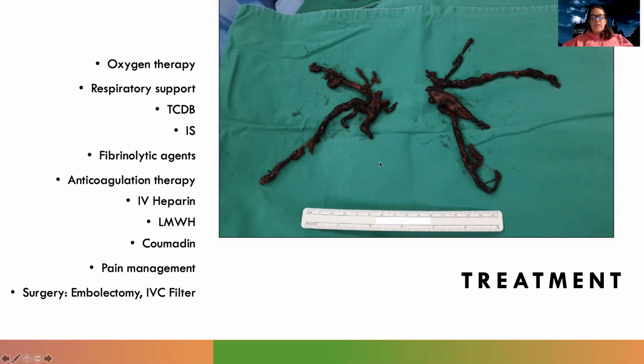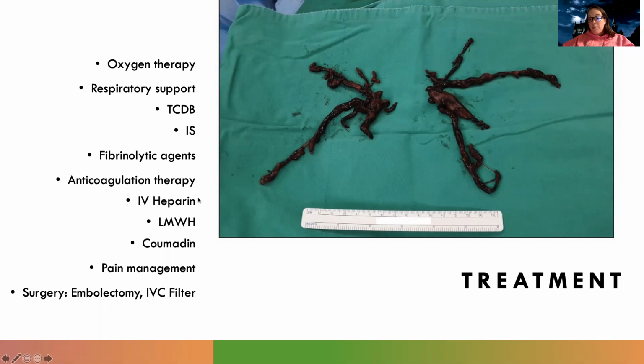So how do we treat this patient? We're going to do oxygen therapy because obviously this is going to literally block the blood vessels that are supplying your ability to adequately oxygenate. They're going to need respiratory support. They may need to be ventilated, just depends on how severe it is. Turn, cough, and deep breathe and incentive spirometry are going to be key. We may use fibrinolytic agents, and that's talking about medications that are clot busters like TPA. We'll most likely use some sort of anticoagulation therapy.